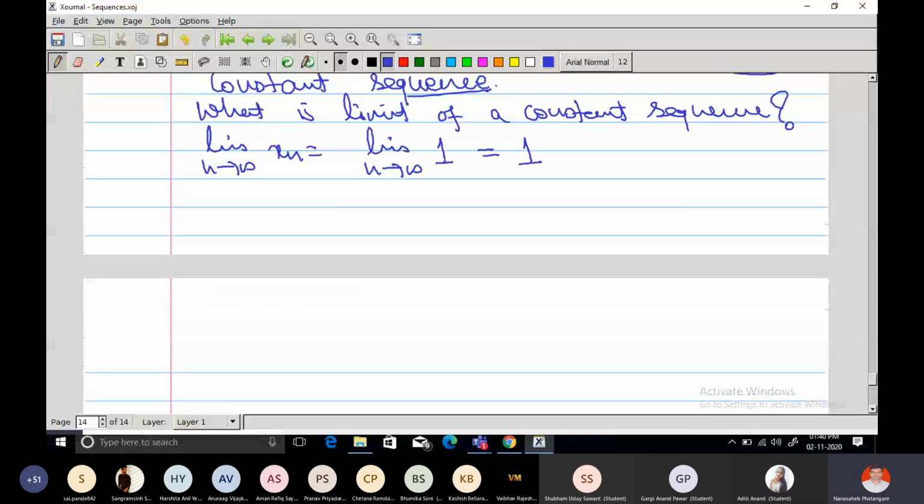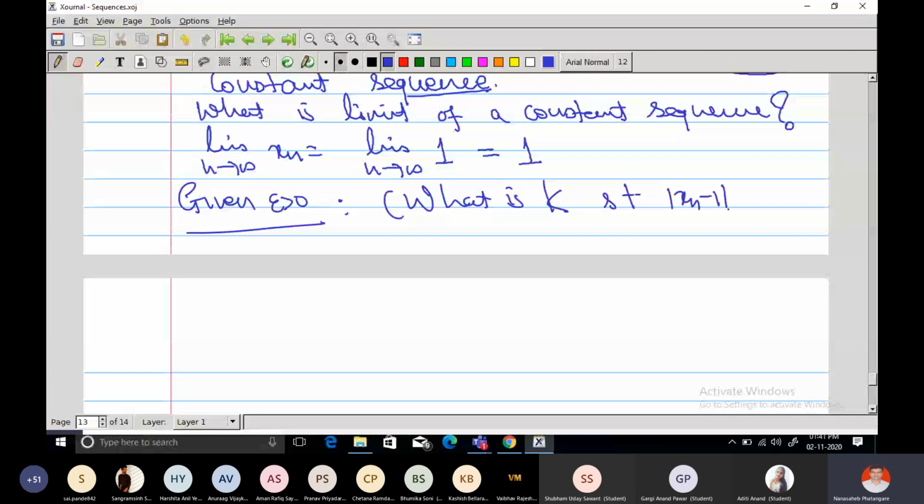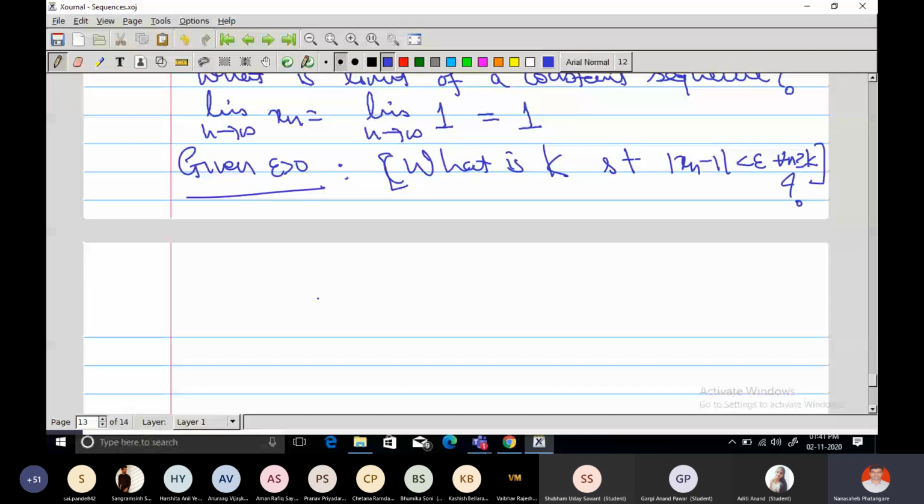Right, so given epsilon, what is k, such that... right, so this is a very fundamental question. What is k in this case? 1. What is k? 1. Very good. Because every term satisfies this condition.